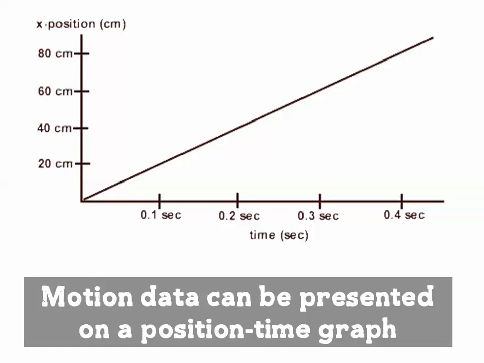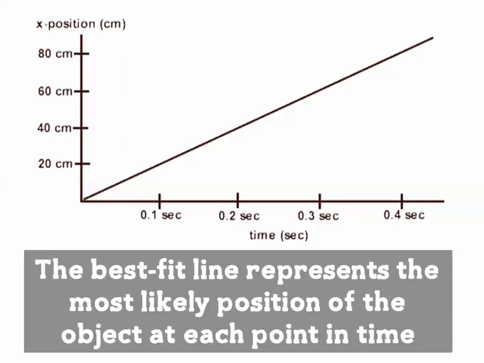A motion can be presented on a position time graph, and that way you can use a best fit line to represent where the object likely is located at any specific point in time. The best fit line is not necessarily going to be exactly what your data looks like, but it does give us a very good estimate.